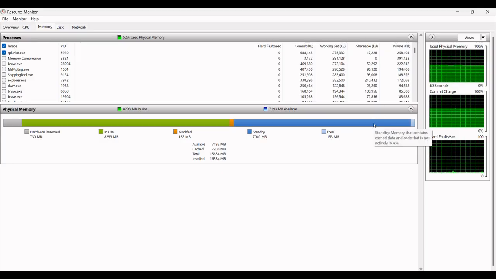On the right side, we can see the real-time memory utilization graph. These graphs help administrators identify memory pressure, paging activity, and resource consumption trends over time. Overall, the memory tab helps administrators diagnose RAM bottlenecks, excessive paging activity, and memory intensive applications.